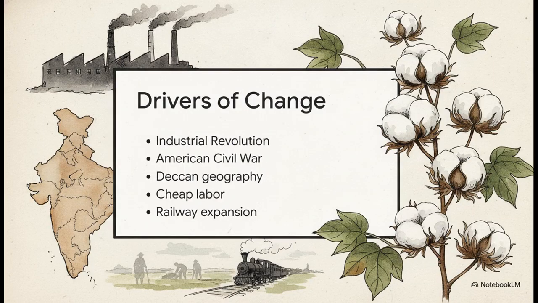So what forced this massive agricultural shift? The notes identify a few key drivers. The Industrial Revolution in England created this insatiable hunger for raw cotton. Then, global events like the American Civil War totally disrupted existing supply chains, shifting the focus directly onto India. You add in the specific geographical conditions of the Deccan region, an absolute abundance of cheap labor, and that railway expansion we just talked about, and you've got the perfect recipe for total agricultural commercialization.